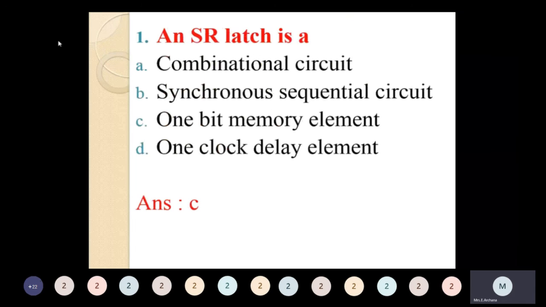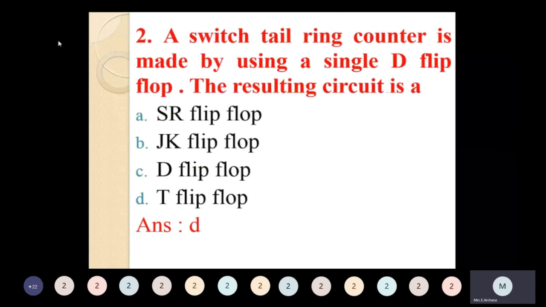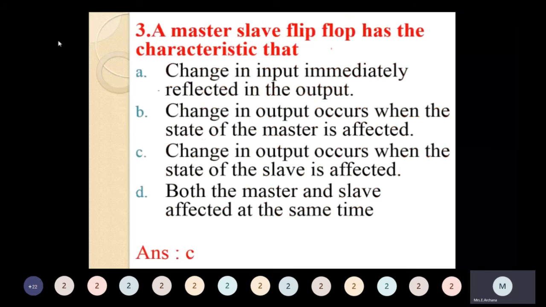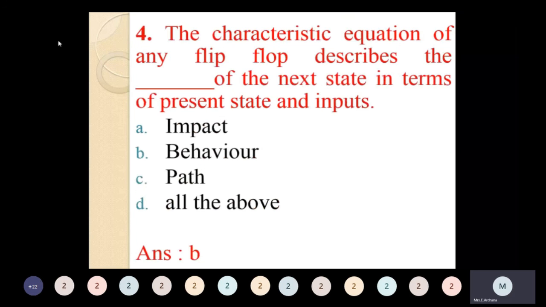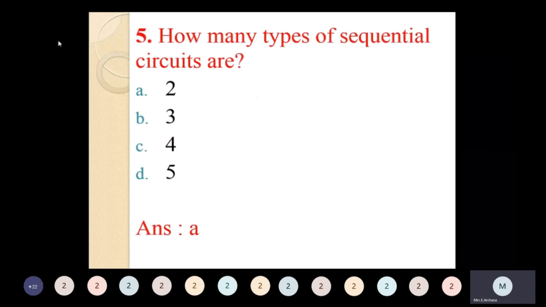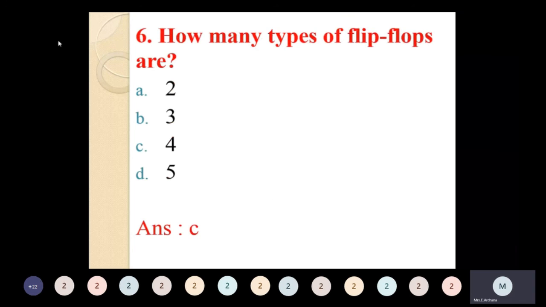SR latch is a one-bit memory element. Toggle operation is obtained by using a single D flip-flop; the resulting circuit is a T flip-flop. A master slave JK flip-flop has the characteristic that change in output occurs when the state of the slave is affected. The characteristic equation of any flip-flop describes the behavior of the next state in terms of present state and input. There are two types of sequential circuit. There are four types of flip-flop: set reset, JK, delay or data, and toggle flip-flop.